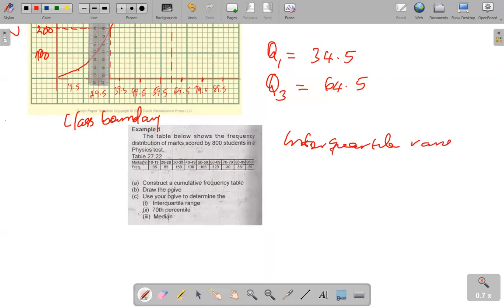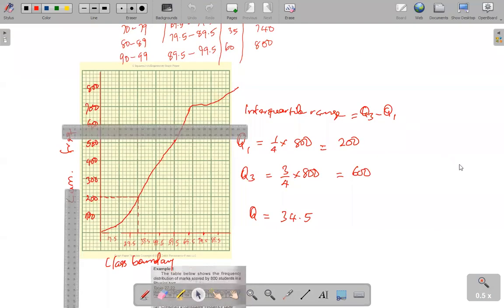Therefore, the interquartile range, which is Q3 minus Q1, will be 64.5 minus 34.5, which is 30.